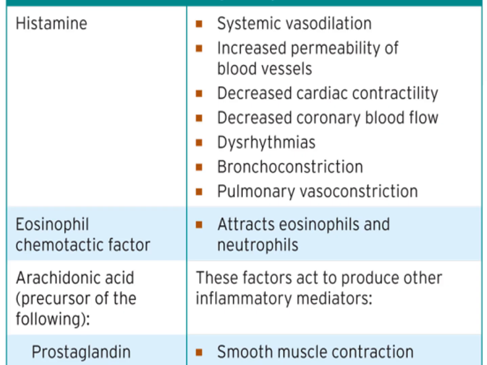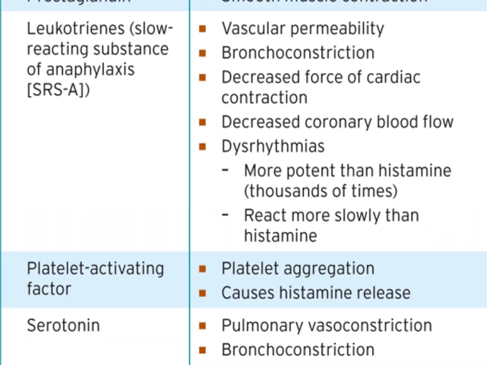Arachidonic acid, these factors, though, that's the next ones that we're all going to be talking about. So you don't need to memorize that word. You're never going to see that word again. But prostaglandins, you might. All right. So prostaglandins are smooth muscle contraction guys. All right. Smooth muscle contraction. You have your leukotrienes. This one's more important. Here again, we're going to see a lot of the same things. Vascular permeability, bronchoconstriction, decreased cardiac contraction, decreased coronary blood flow, and dysrhythmias.